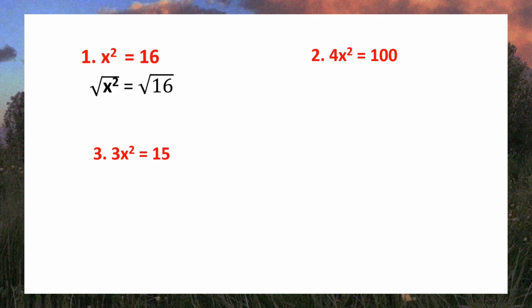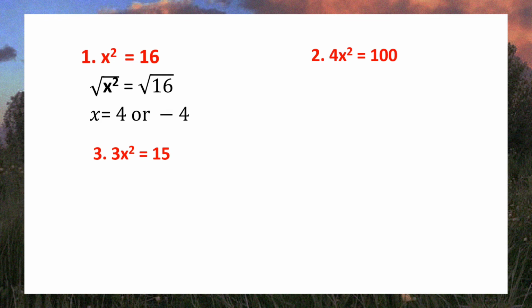I-extract lang natin ng root. Ang square root ng x squared is x, and ang square root ng 16 ay 4 and negative 4. Bakit dalawa? Kasi when we multiply negative 4 times negative 4, the answer is 16. So, the same thing, 4 times 4 equals to 16. So, dalawa lagi ang sagot when we are talking about the roots or the answers for the quadratic equation, both positive and negative. But sometimes we need to substitute it to check if we are correct or not.